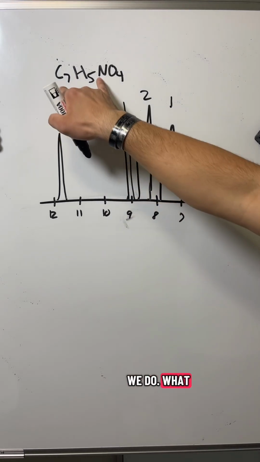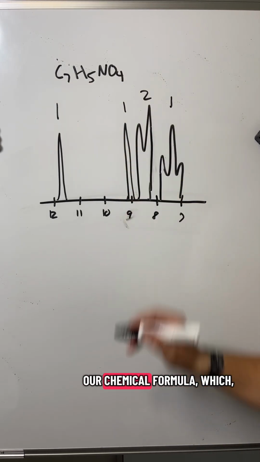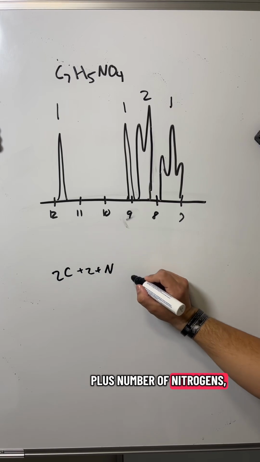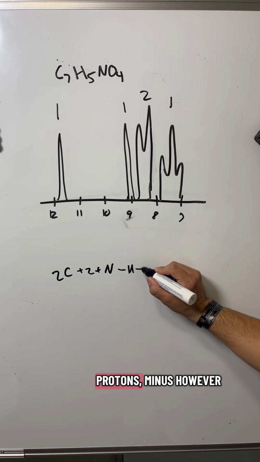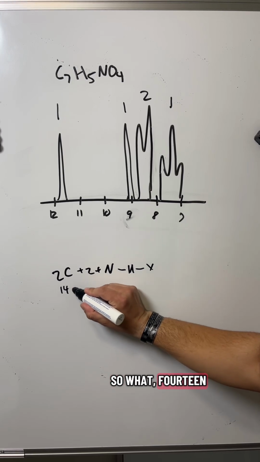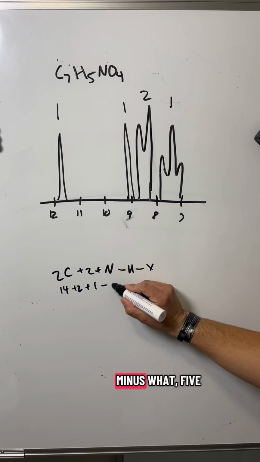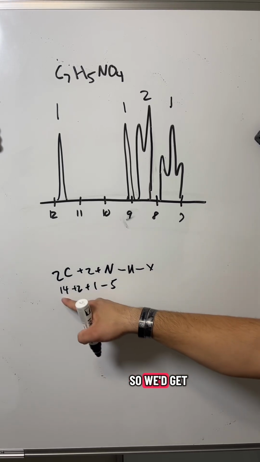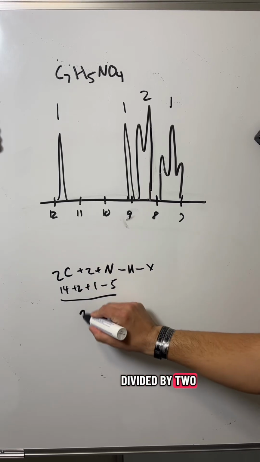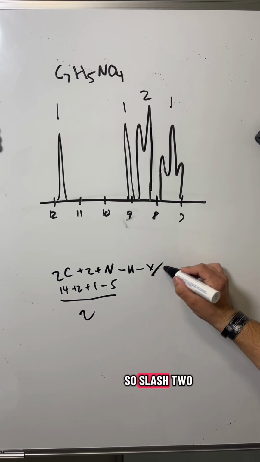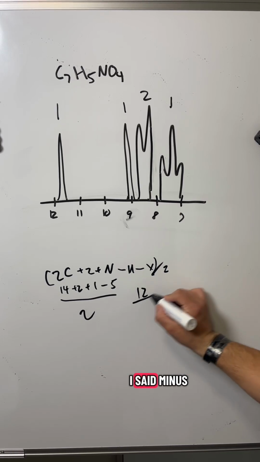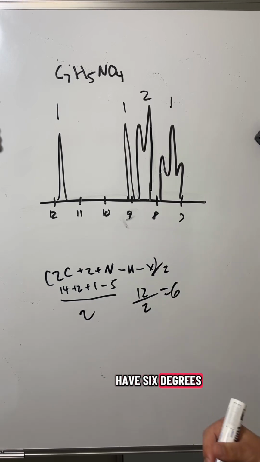So first thing we do, we have to figure out our degrees of unsaturation with our chemical formula, which, remember, is 2C plus 2 plus the number of nitrogens minus how many protons minus however many halides we have. So for us, it would be 2 times 7, 14, plus 2, plus 1 nitrogen, minus 5 hydrogens. So we'd get 17 minus 5 is 12, and then, oh, I'm sorry, this is all divided by 2 as well. So slash 2, parentheses, PEMDAS. 12 divided by 2 equals 6 degrees of unsaturation.